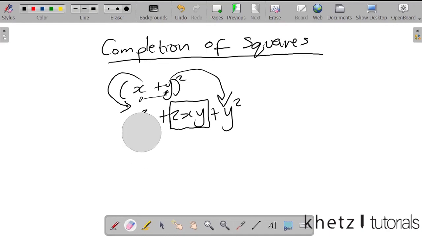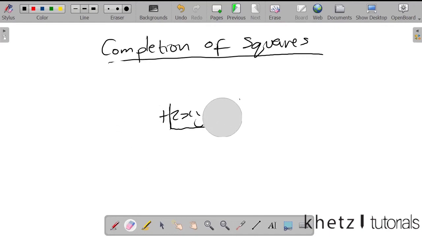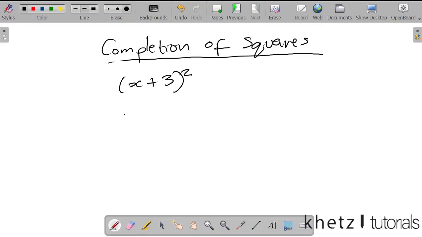So now when we're asked to complete the square, we're given a certain formula and we're asked to make it a perfect square. Now this is a perfect square. x plus 3, for example, is a perfect square. We know that the result of this is x squared. Then we're going to square 3, it's 9. Then the middle term is going to be x multiplied by 3, which is 3x, multiplied by 2, which is 6x. This is a perfect square.